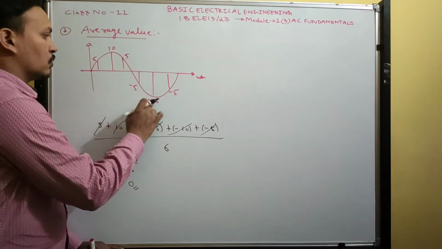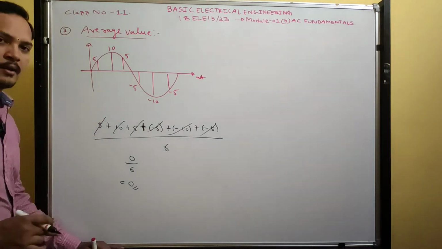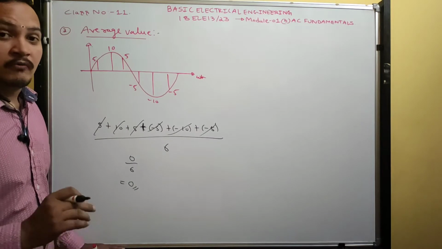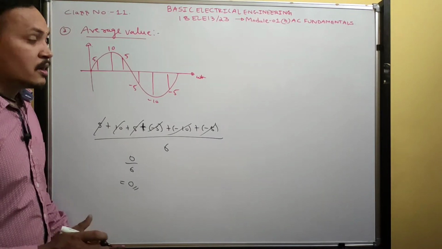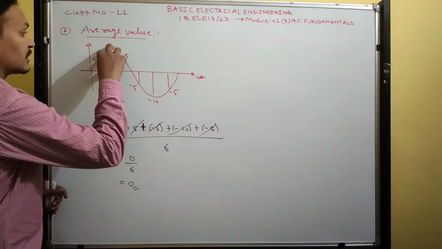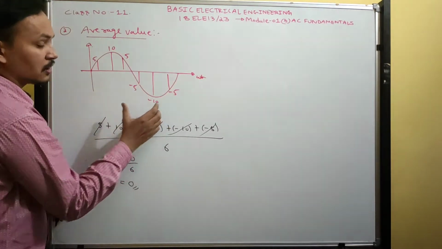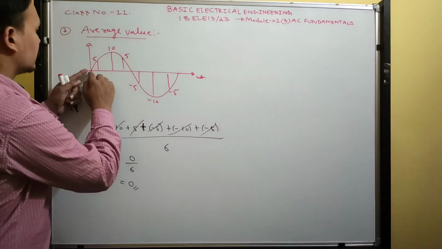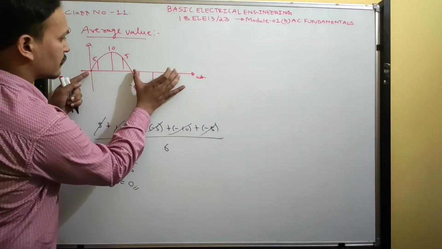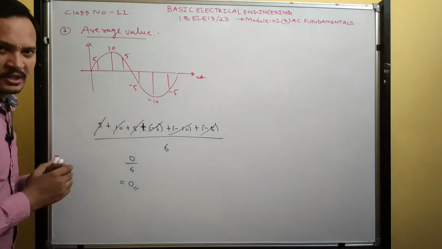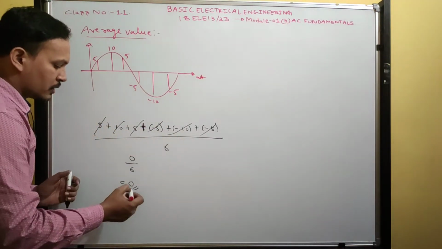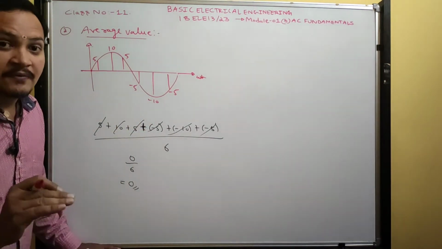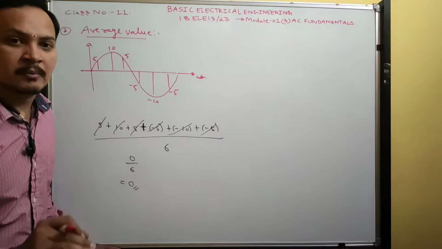So what can you understand? The average value over one complete cycle is always 0. When does it become 0? When it has an equal set of positive values and an equal set of negative values. This waveform is symmetric, so the positive and negative values cancel each other. Therefore the average value over one complete cycle is always 0 if the waveform is symmetric.